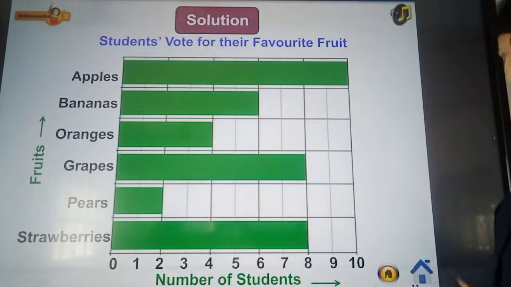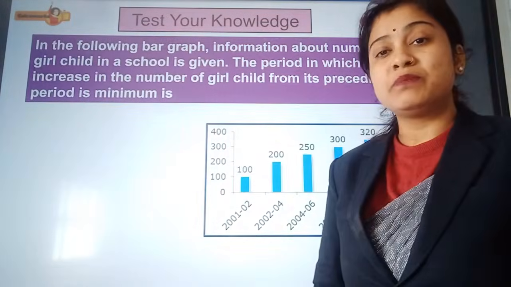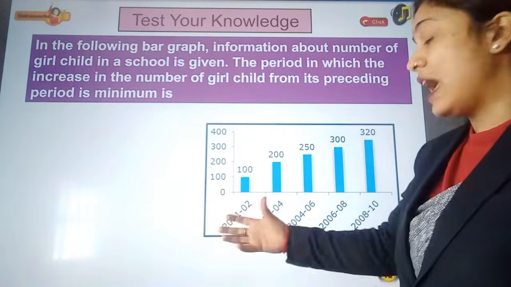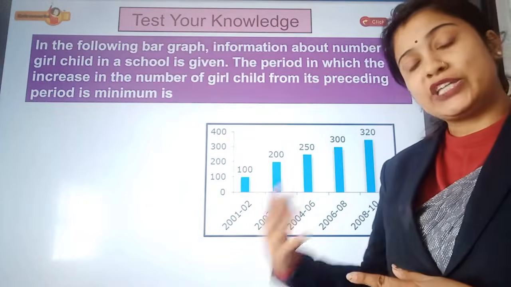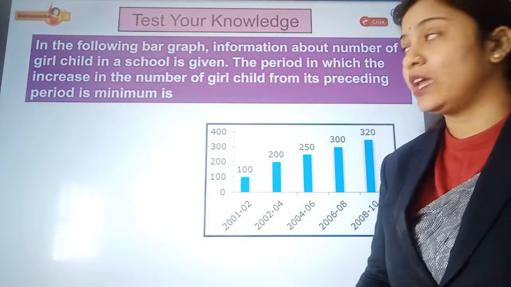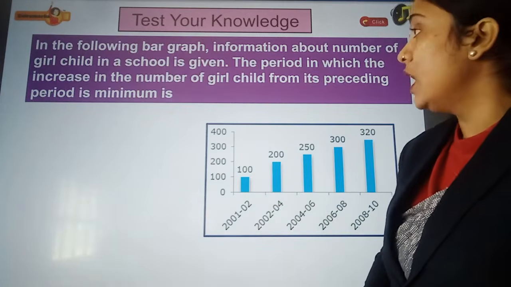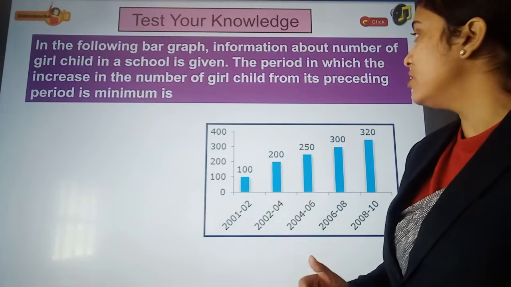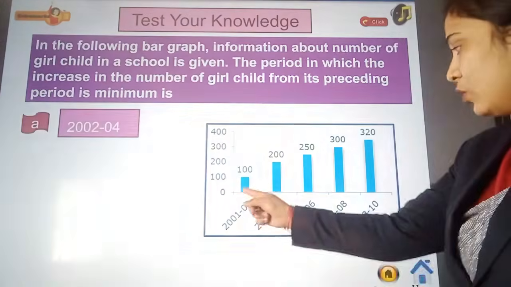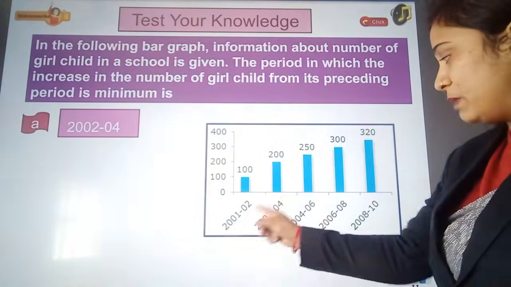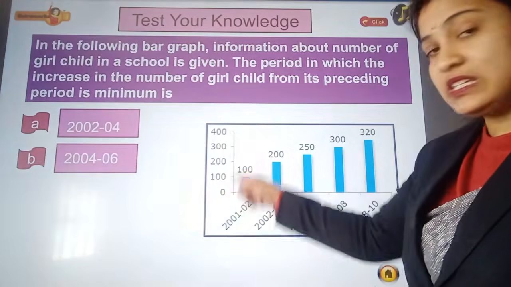Okay, now let us take one more example, and this is simply to test your knowledge. Here the graph is given. The bar graph is given, and you have to answer accordingly by looking into the graph very carefully. What it is asking is, you have to tell the period in which the increase in the number of girl children from its preceding period is minimum. Now see, along the x-axis the periods or the years are given, and along the y-axis the frequency is given.